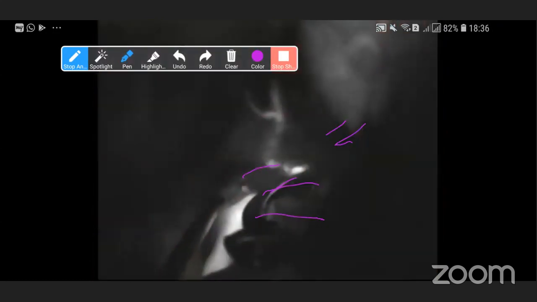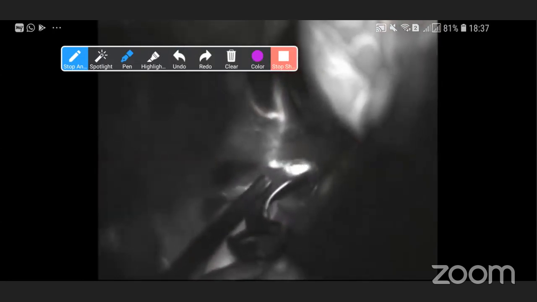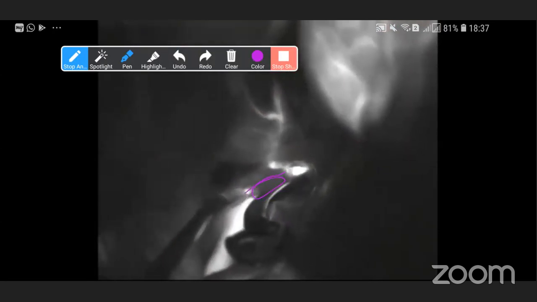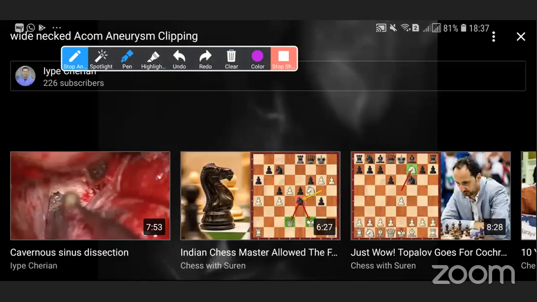That's a clip, and you can see the A2 there. You can see my suction is on the A2. That is the ICG. My suction is on the A2. And that's the aneurysm which is clipped. And well, that's it. Thank you very much.